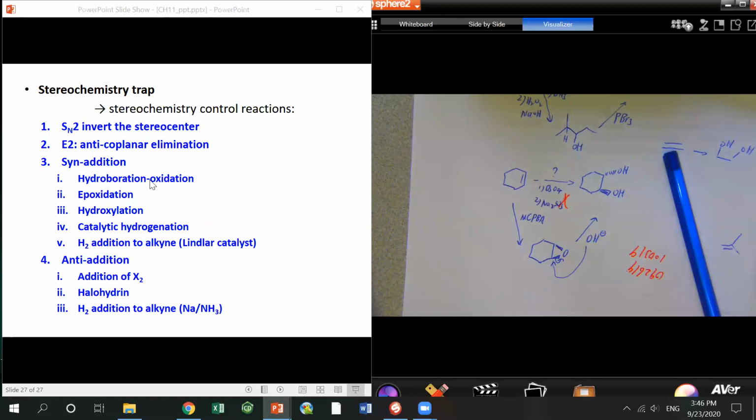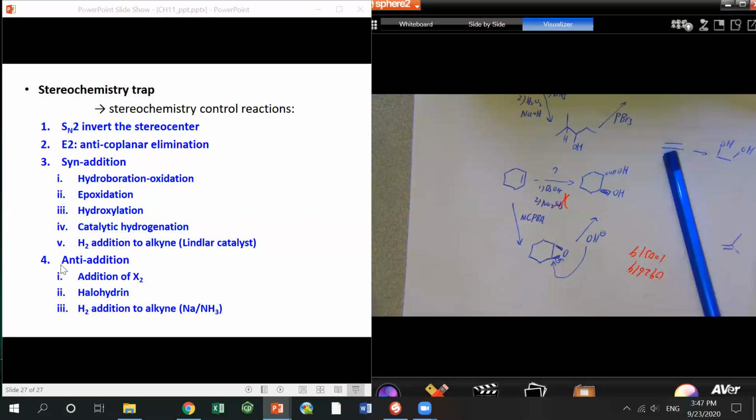Here's a summary of the stereochemistry of the reactions we learned so far. SN2 reactions invert the stereochemistry, so R becomes S and S becomes R. For E2 reactions, keep in mind the anti-coplanar arrangement, so the leaving group and the beta hydrogen have to be in the same plane, but in anti positions. And then we learned a bunch of syn addition reactions in chapter 11: hydroboration oxidation, epoxidation, hydroxylation, catalytic hydrogenation, and also hydrogen addition to alkyne with a Lindlar catalyst. The last two reactions we just learned today.